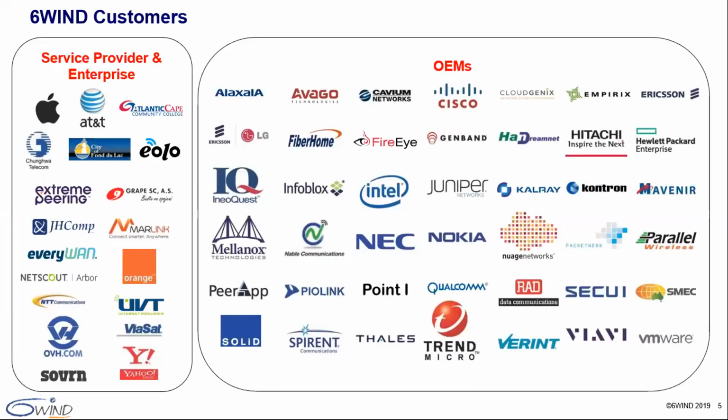Here is a list of some of our key customers, many of which are brand names in the networking and applications market. OEMs such as Cisco, Nokia, NEC, Mavenir, Nuage, and many others have been using our 6WIND Gate source code to build their own products for over a decade. Service providers and enterprises such as Arbor Networks, AT&T, and OVH use our vRouters to build their networks and services.